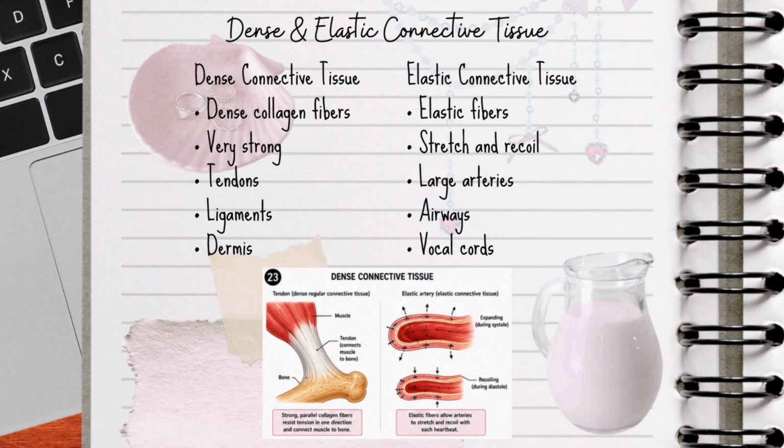However, not every tissue should resist movement. Some structures need to stretch repeatedly and then return to their original shape. That's the role of elastic connective tissue. Because it contains abundant elastic fibers, this tissue allows structures such as the walls of large arteries, parts of the airways, and the vocal cords to stretch and recoil without being damaged. Together, dense and elastic connective tissues demonstrate how differences in fiber composition allow the body to meet a wide variety of mechanical demands. So far, we've covered connective tissue proper.